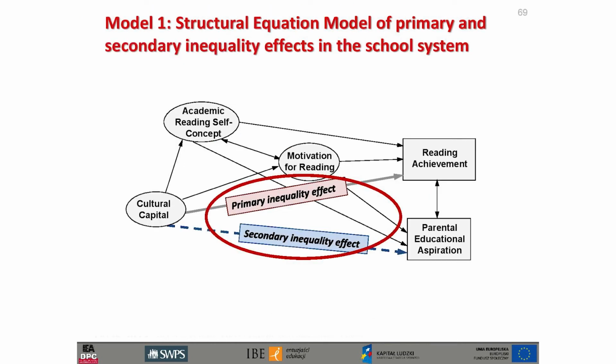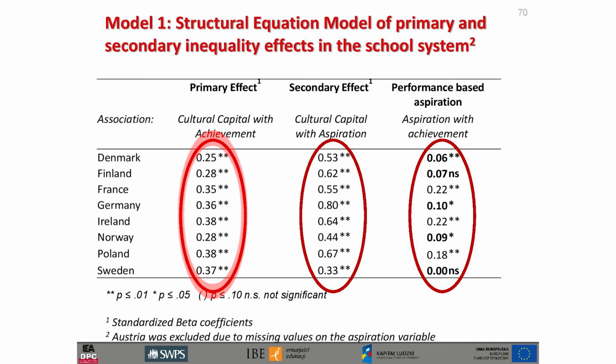So these are the results, first of all, for this model, on the primary and secondary inequality effects. As you see, I marked the primary effect, which is the association between cultural capital and achievement. This is on the individual level, and it is significant and low or medium-sized in all the countries. But when wondering about these coefficients, we should consider what we would expect. We would preferably expect a zero correlation here, which would indicate the most equal educational systems in terms of social inequality. So when we have positive correlations here, it's not a very good sign.